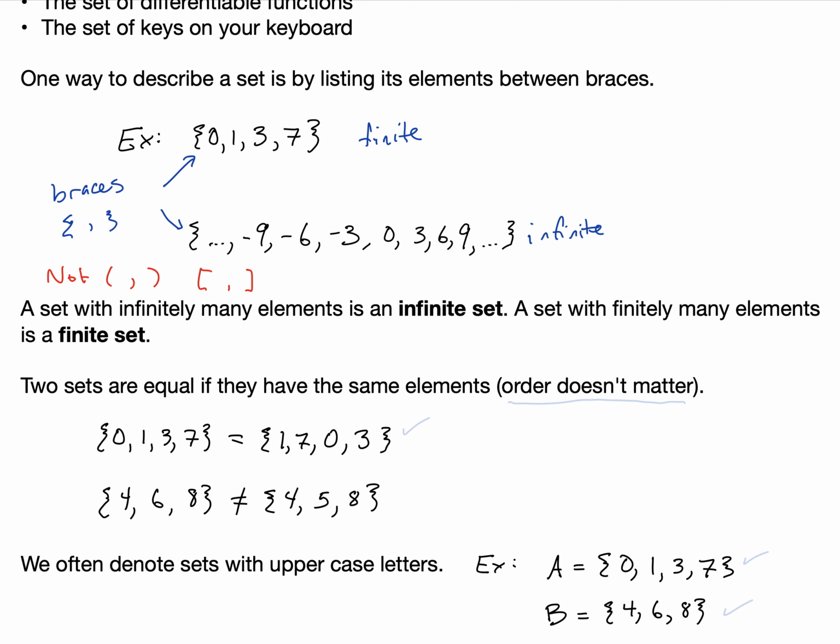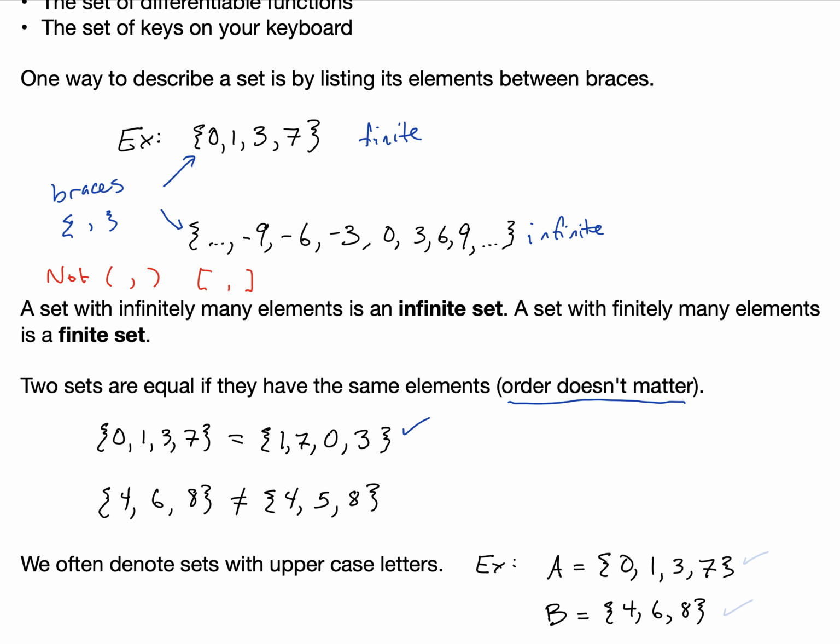Two sets are said to be equal if they have the same elements in them. So the order of the elements in a set does not matter. For example, the set 0, 1, 3, 7 is the same as the set 1, 7, 0, 3. The fact that the elements are rearranged does not matter. They are still equal, whereas the set 4, 6, 8 is not the same as the set 4, 5, 8. So just having the same elements makes two sets equal.